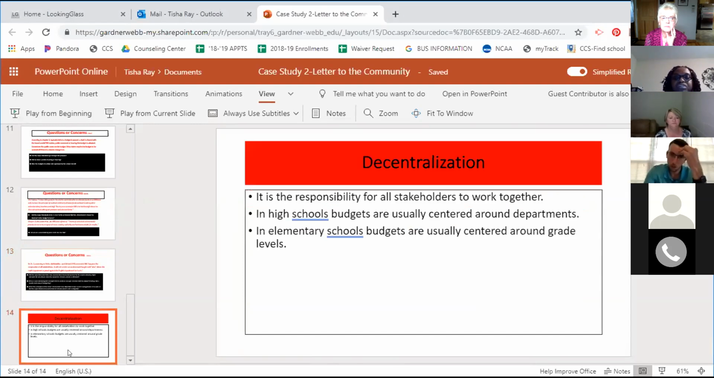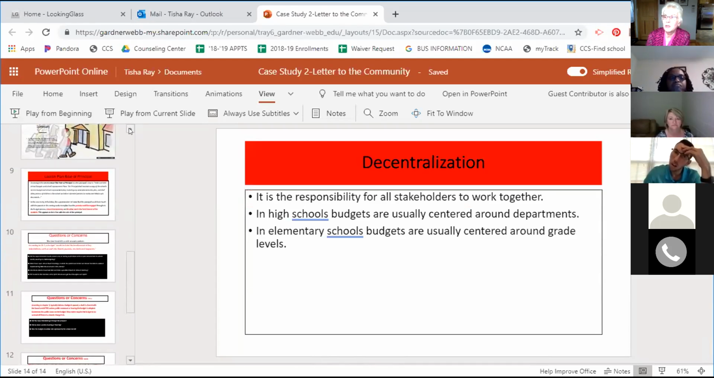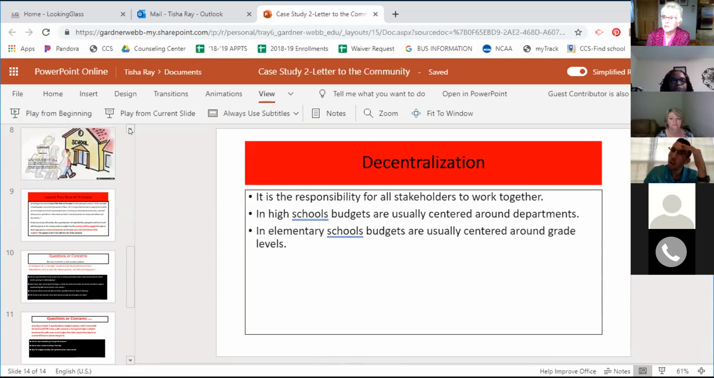And decentralization, it is the responsibility of all stakeholders to work together. In high school, budgets are usually centered around departments, and in elementary schools, budgets are usually centered around grade levels. And that concludes our presentation. Okay, did any others of your group have anything they wanted to add to the discussion?